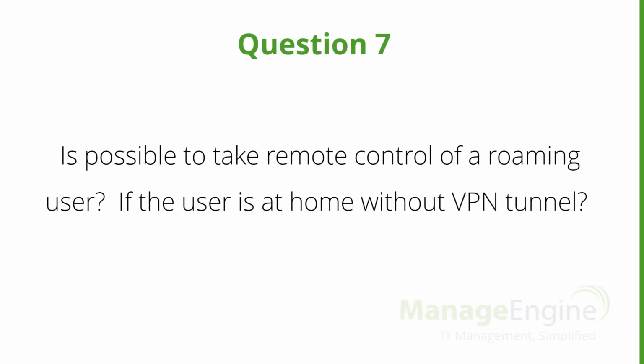You need to do NATing on a firewall. You have to open certain ports, and you need to install the WAN agents on those roaming users so that they can communicate to the server. As long as you have WAN agents running and they are communicating to the server over the internet, you can take remote control of those machines without any problem. In fact, all the functionalities can be performed.